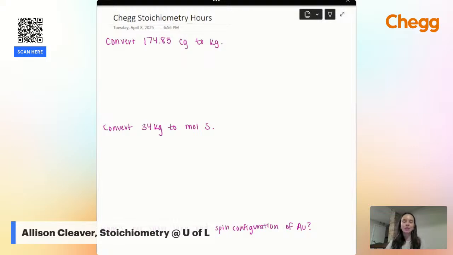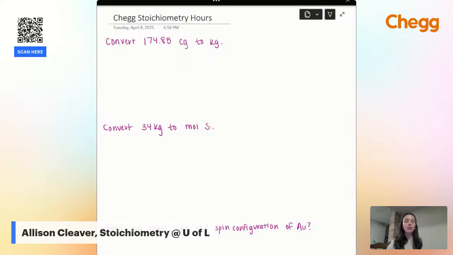So I wanted to start with an easy little warm-up question. Converting 174.85 centigrams to kilograms. If you have any ideas on how to solve this problem, now is the time. Tell me, how would you start to solve this problem? You can say how you would solve it from start to finish, give me a step, or give me any conversion factor you might need.